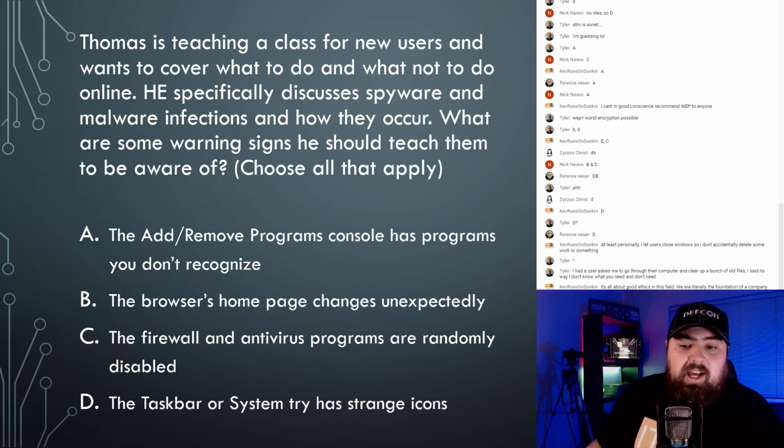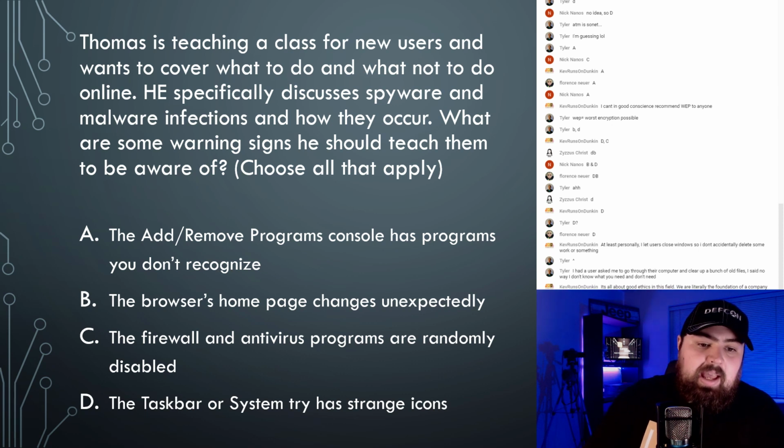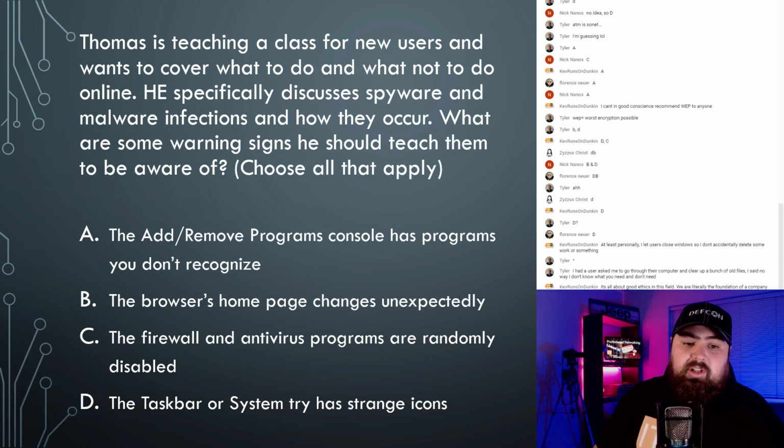Choose all that apply. So, first possibility. A. Add remove program console has programs you don't recognize. B. The browser's homepage changes unexpectedly. C. The firewall and antivirus program are randomly disabled. Or D. The taskbar or system tray has strange icons. So what are some warning signs that you might have spyware and malware infections? Choose any answer that applies. Any and all answers.